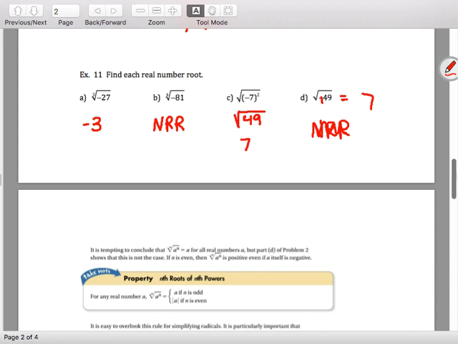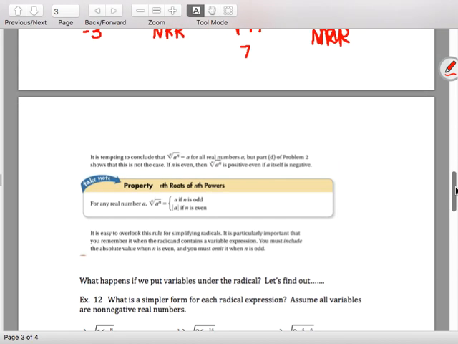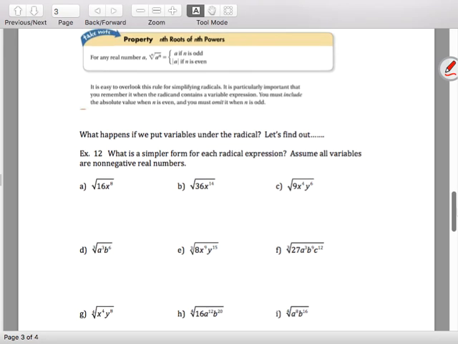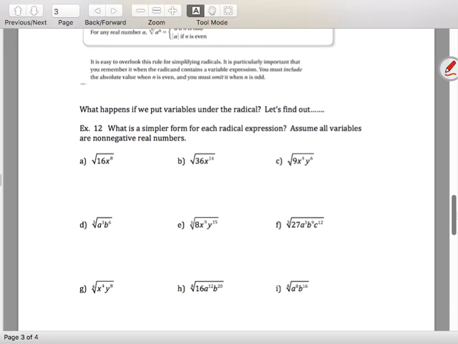So this next one, once you get the hang of this, it's really straightforward. What do you do if we put letters under the radical? I'm going to do several of these, and then I want to see if you can tell what the pattern is. So look at letter A. I have the square root of 16x to the 8th. Well, I know the square root of 16 is 4, and it's x to the 4th. And the next one is going to be 6x to the 7th. And this one's going to be 3x squared y cubed.